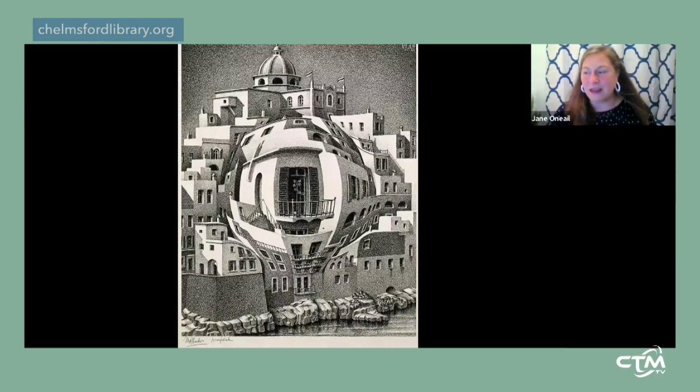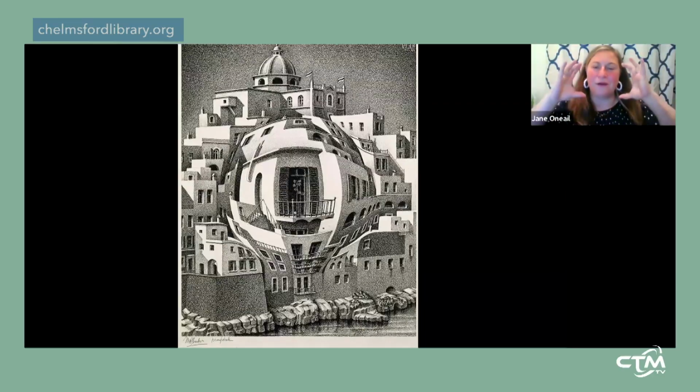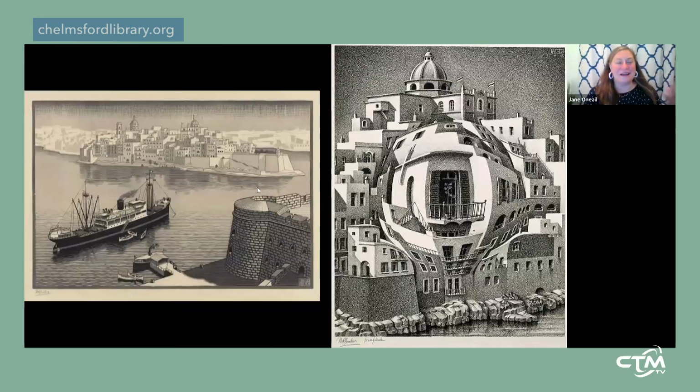This is called Balcony. It's from 1945. It's almost as though he created a nice little cityscape here and then put a lens or a magnifying glass right over the center of the image, blowing up and distorting that balcony, making the picture seem as though it's kind of bulging out at us. Because it's M.C. Escher, that little cityscape was actually borrowed from a much earlier print that he had made. So this cityscape over here on the right is probably reflective of this little patch of cityscape that we see over here.